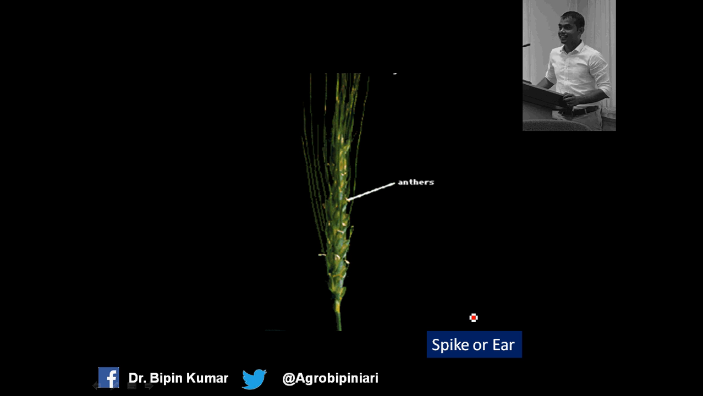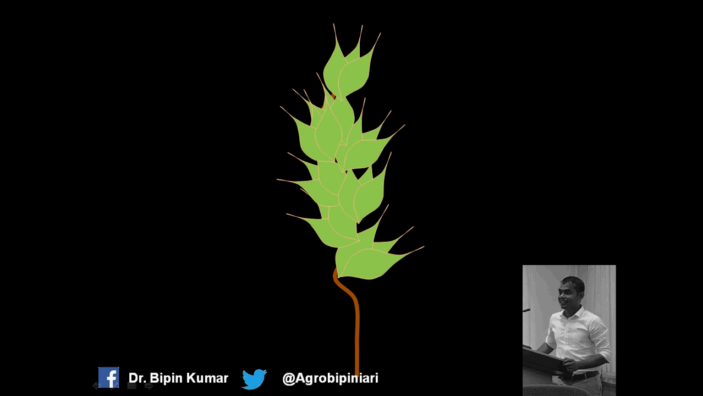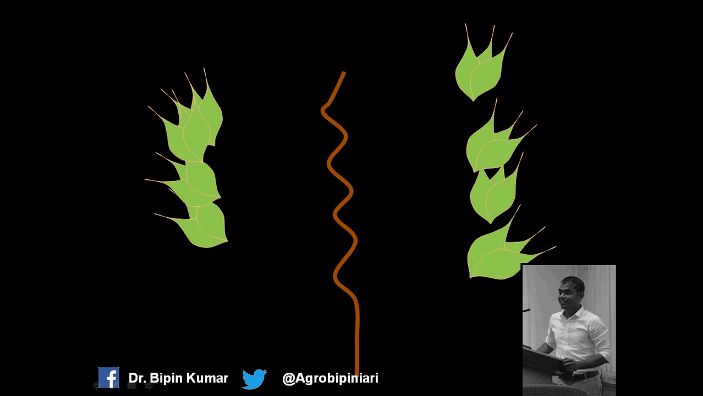After that there will be the emergence and formation of spike or ear. Actually this is the ear head, you can say, of the wheat. If you go into the depth of the ear, actually the ear is an arrangement of different spikelets. Whenever we remove these different spikelets, we will find one structure that is zigzag in shape, that is called rachilla, and on the rachilla all these spikelets are arranged.